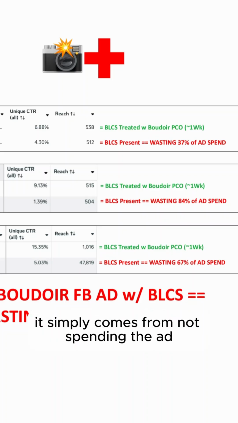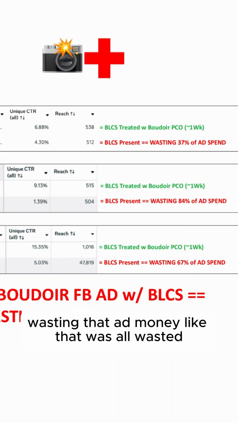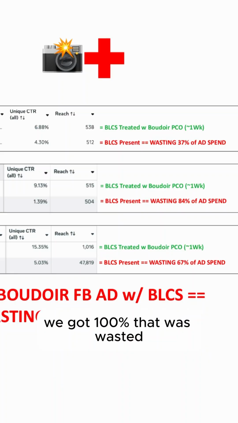It simply comes from not spending the ad, wasting that ad money. That was all wasted using the previous Boudoir Facebook ad. We got 100% of that was wasted.